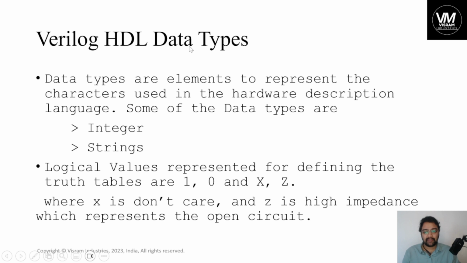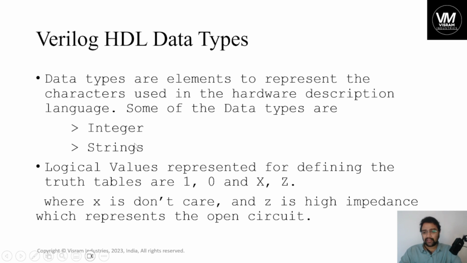Data types are nothing but integers or strings, which are variables. These variables are responsible for our data processing for a shorter period. So we represent any input value in these variables. Data types are elements to represent the characters used in the hardware description language. As I said, some of the data types are integers and strings. Integers are numbers and values, and strings are characters. For example, if you are giving a name, it should be taken in terms of strings.